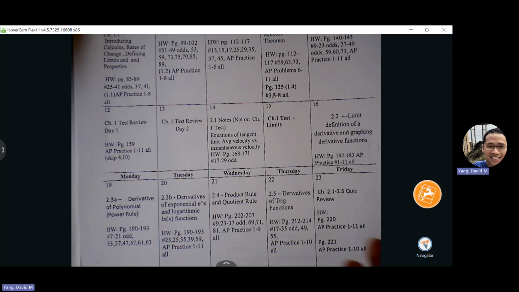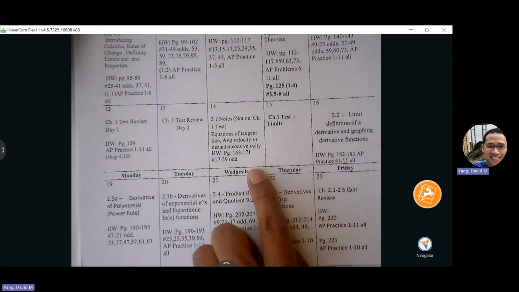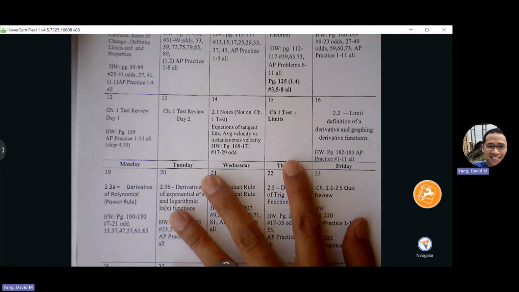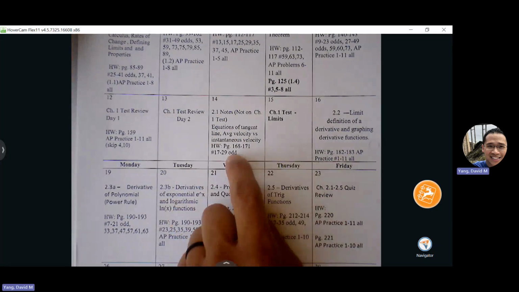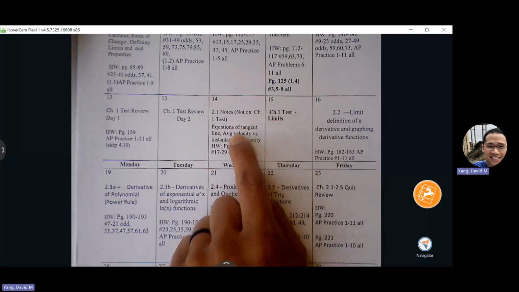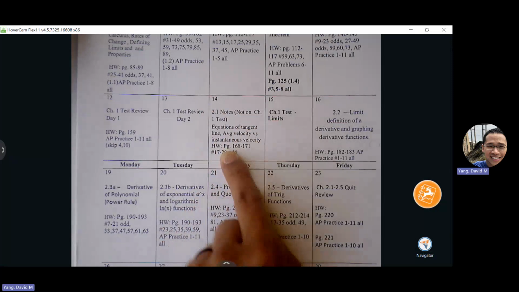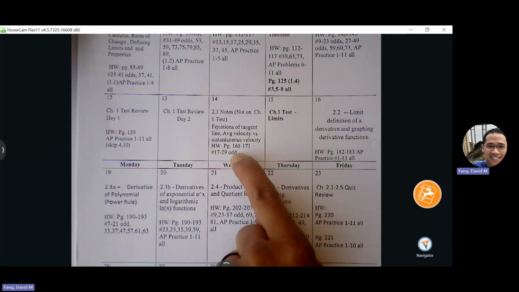So we're going to start Unit 2. Obviously, it won't be on the test tomorrow. Your test tomorrow is just over limits. Now, 2.1, we kind of already covered tangent line equation, average velocity. So I'm going to skip over this, but your homework will still be what you see here.